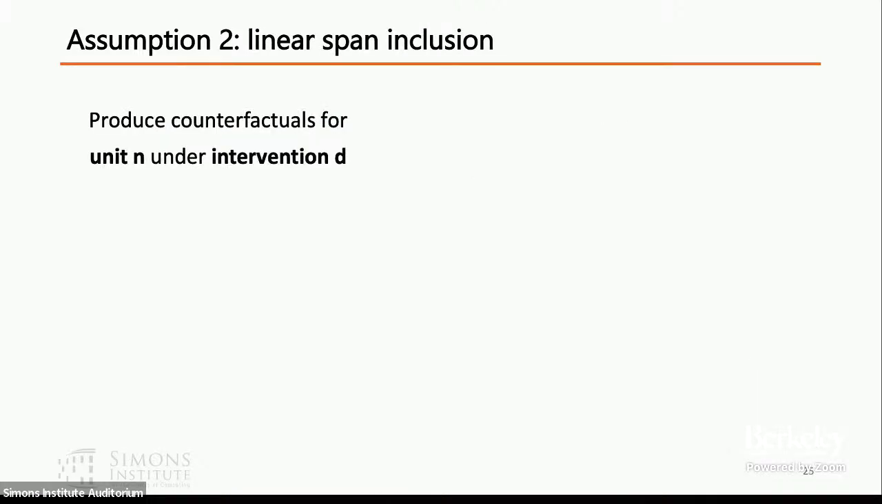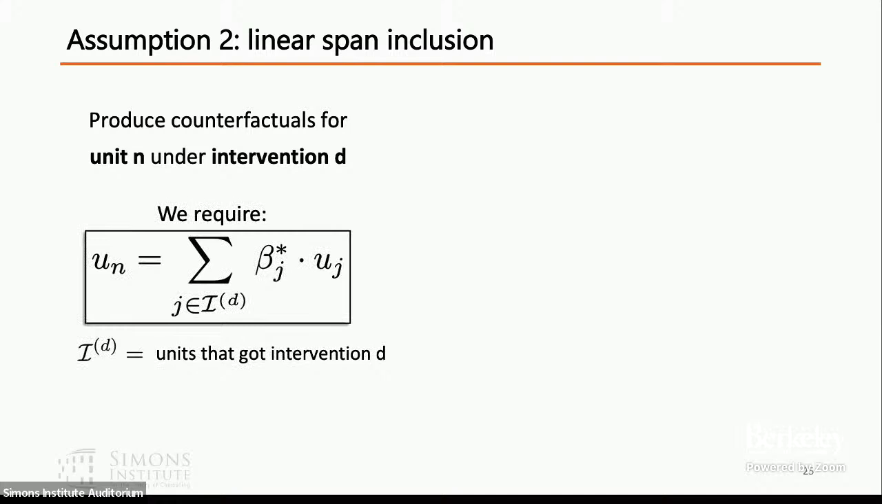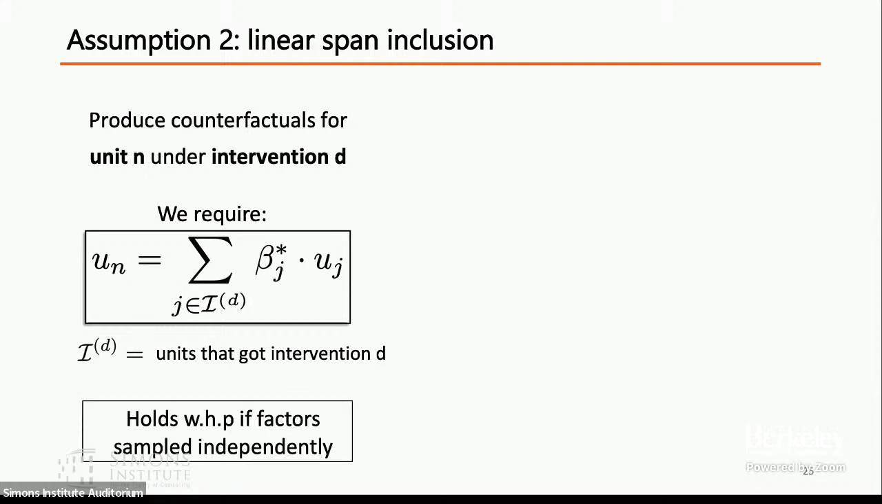The second assumption we make is linear span inclusion. Suppose I want to produce counterfactuals for unit n under intervention D. What it requires is that the latent unit factor for unit n lies in the linear span of the latent factors of the units that got intervention D. And if you sample the latent factors independently, you can actually show this holds with high probability.